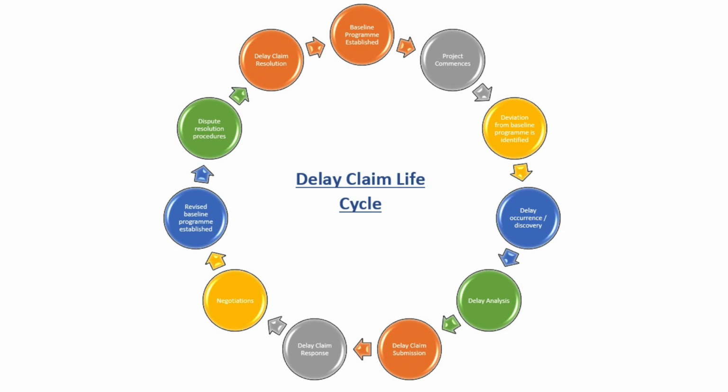The delay claim is then submitted. The response to the delay claim is then compiled and issued, and the negotiations around the delay then take place. A revised baseline programme is then established, and where necessary, dispute resolution procedures are introduced. Finally, the delay claim is resolved, and that brings us to the end of the delay claim life cycle.